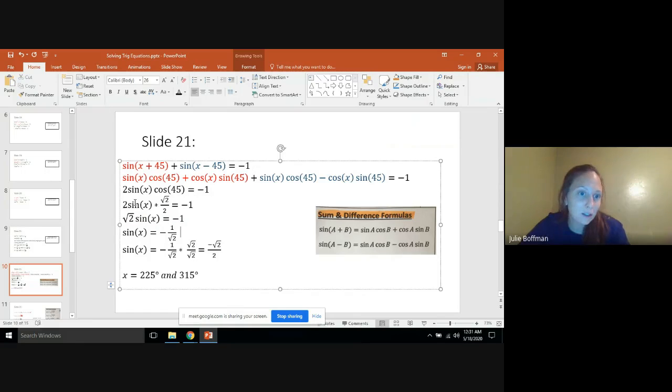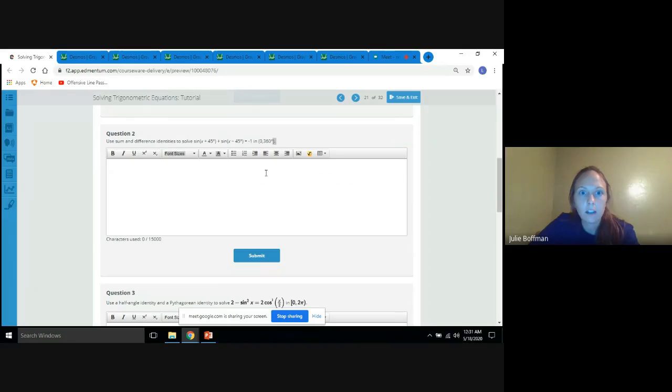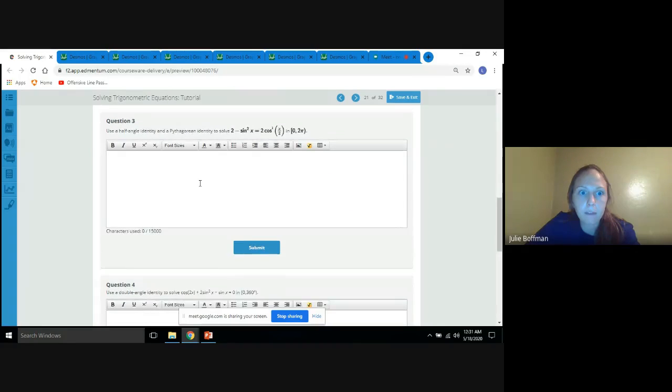So basically this 2 and this over 2 would cancel. So you're left with just square root of 2 times sine x equals -1. And then we divide by the square root of 2 to get sine alone. And so then you have sine x equals -1 over square root of 2. But then we rationalize that. So we multiply the square root on the top and bottom, and you end up with negative square root of 2 over 2. So then you ask yourself where on the unit circle is sine negative square root of 2 over 2, which would be at 225 and 315. And that's your answers you type in there.